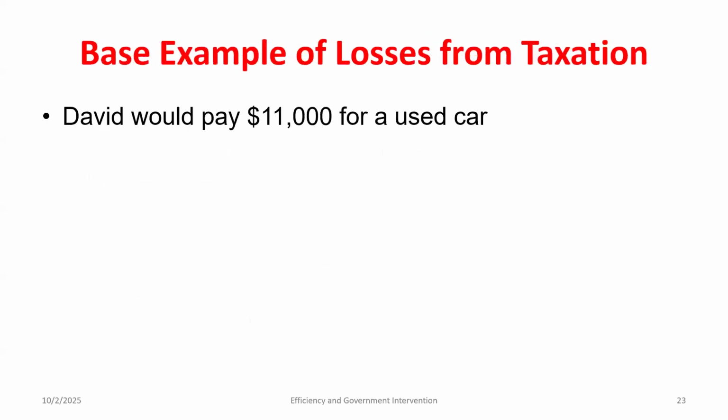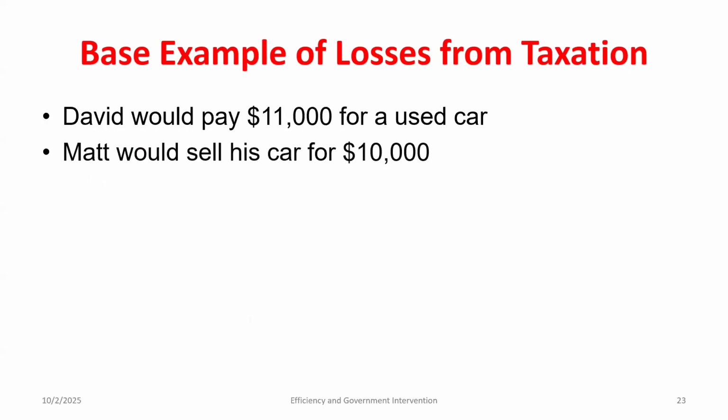So a very easy example to think about taxes, and then we'll look at it in the context of our market. Let's say I was going to go out and get a used car and I was going to pay $11,000. That's how much I have in my pocket to be able to buy this car. That's the highest possible, it's my marginal benefit. That's the most I'm willing to pay. Matt is willing to sell this car for $10,000.